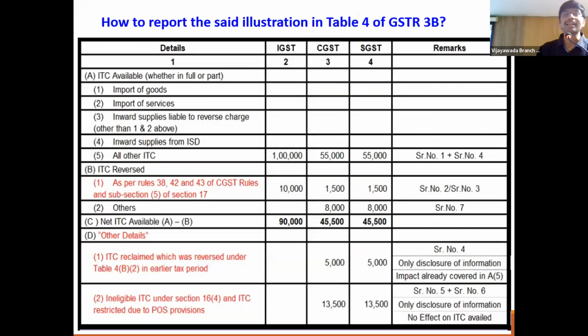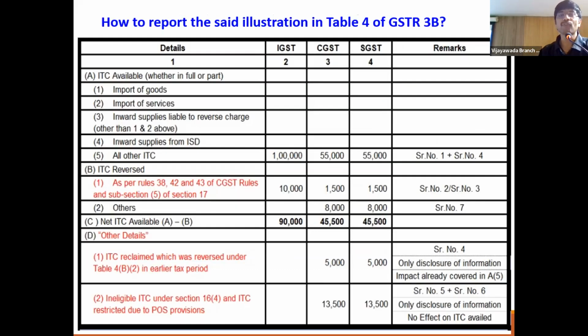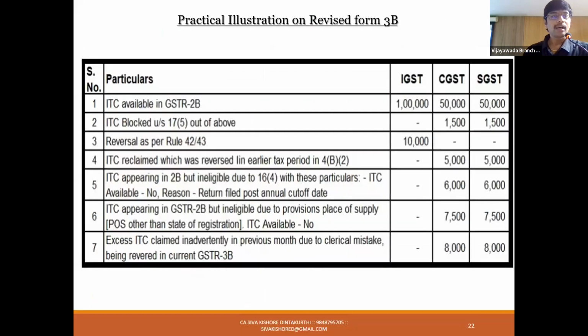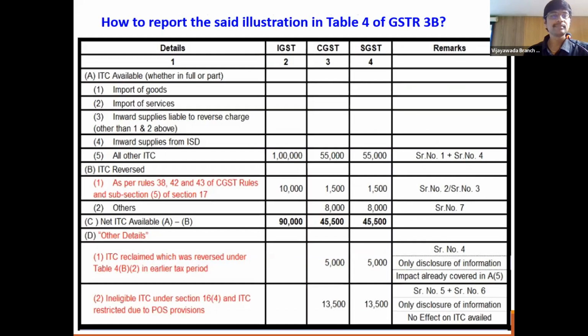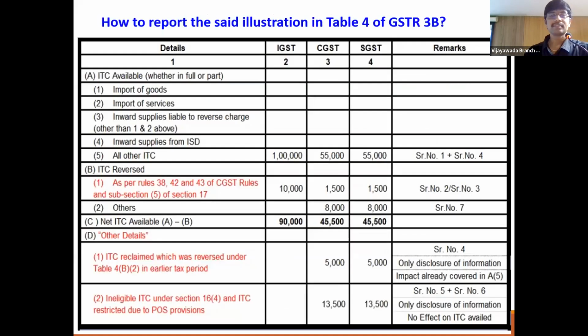So you started with 1,55,000, 55,000 because that 5,000, 5,000 earlier reversal claim would not. Point number 4. Okay, serial number 4 plus serial number 1 plus 4. Rule 38, 42, 43, 17(5). Serial number 2, serial number 3. Others, inadvertent mistake, serial number 7. So net ITC is 90,000, 45,500, 45,500.